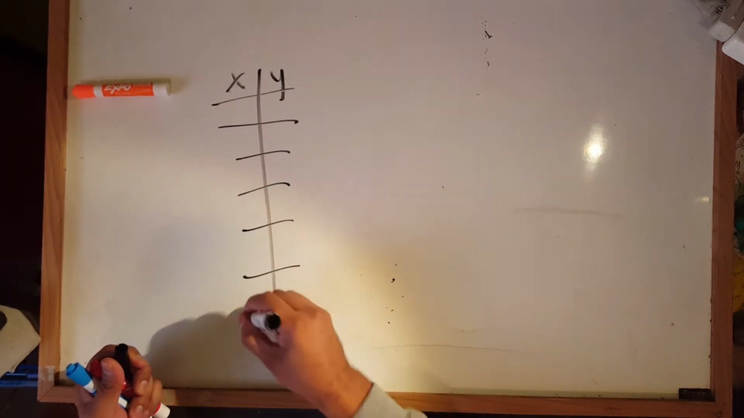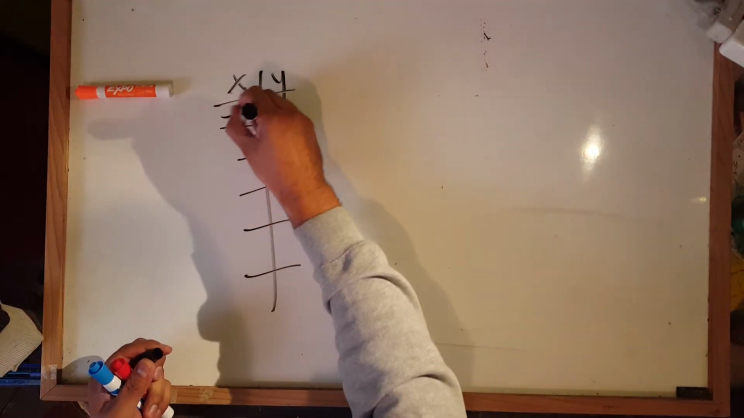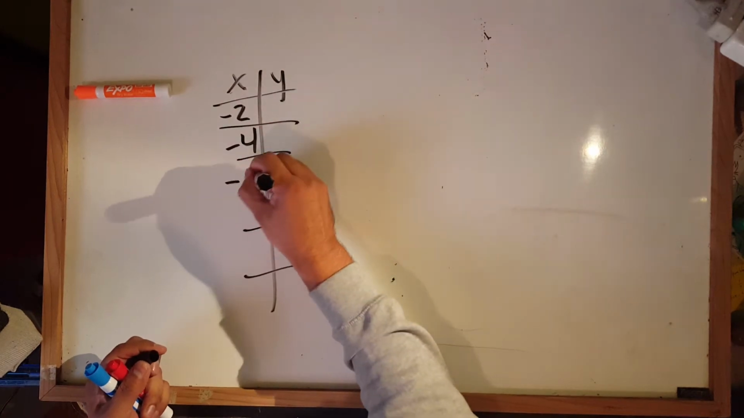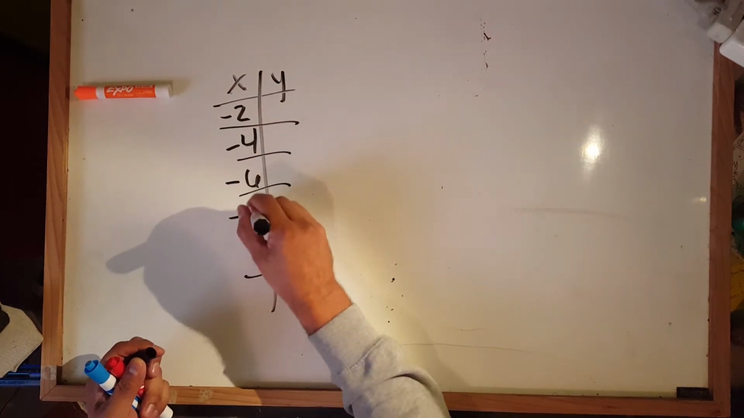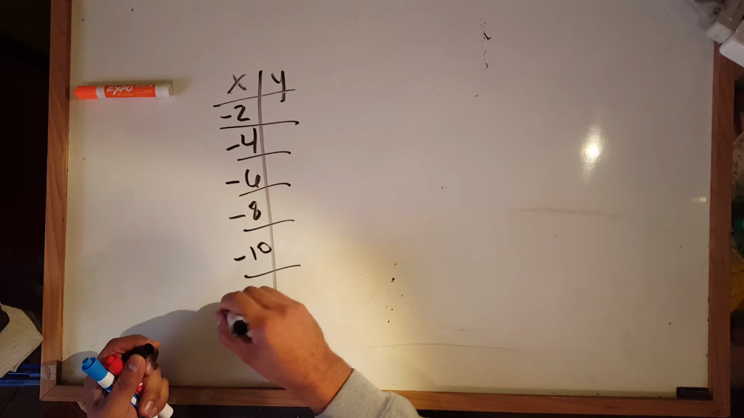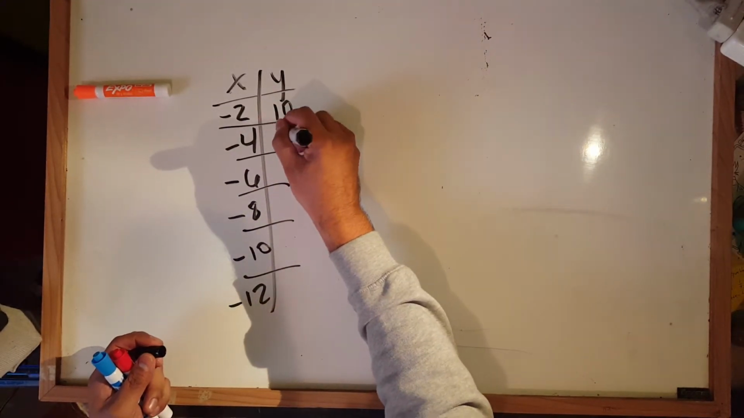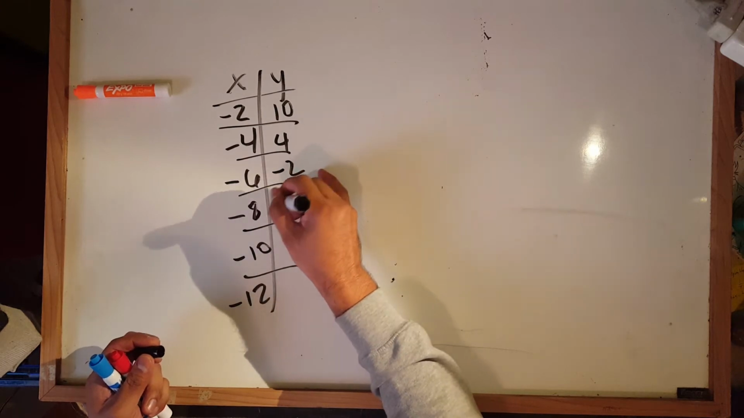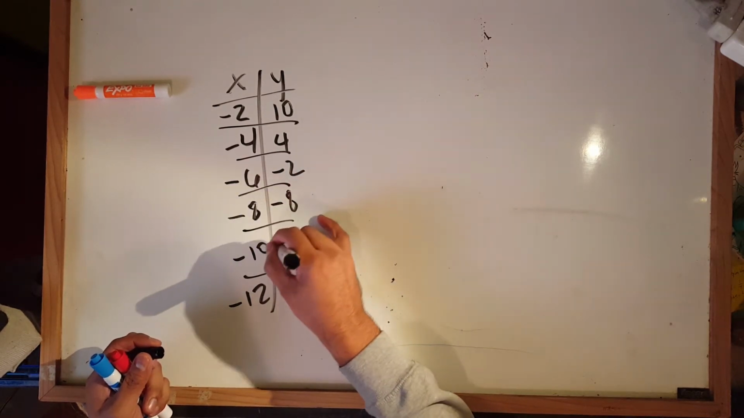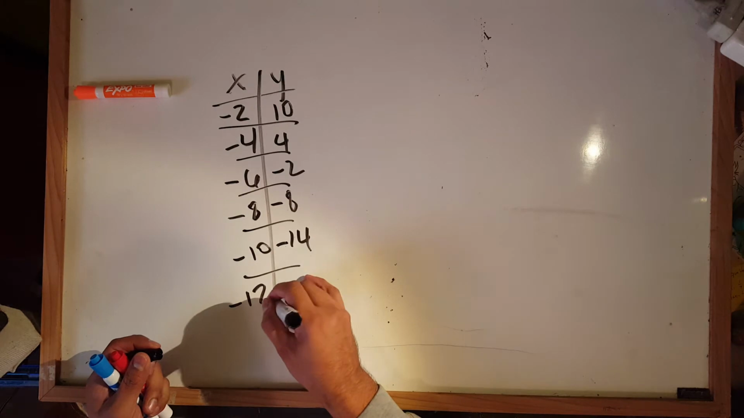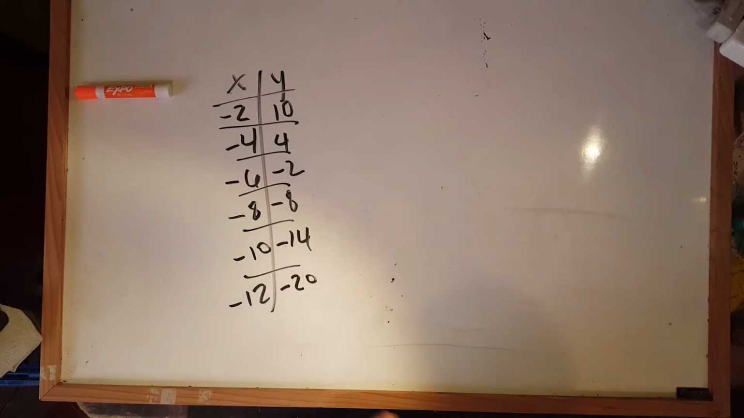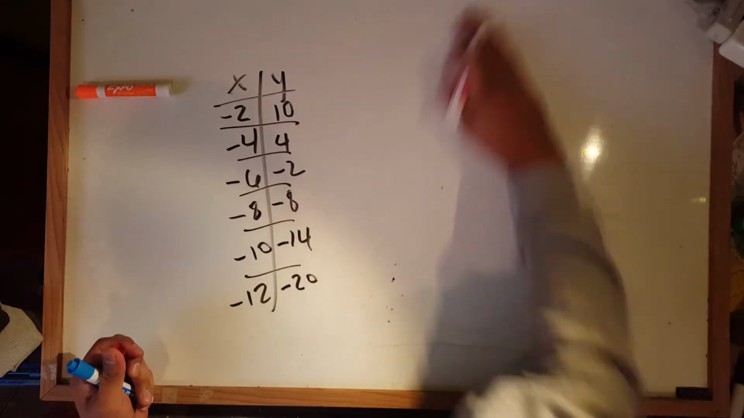1, 2, 3, 4. All right, so we have -2, -4, and I'm going to go really quick, but I'm recording this for you guys, okay? So -8, -10, -12. So don't get scared just because we have negatives. We got 10, 4, -2, -8, -14, and -20.